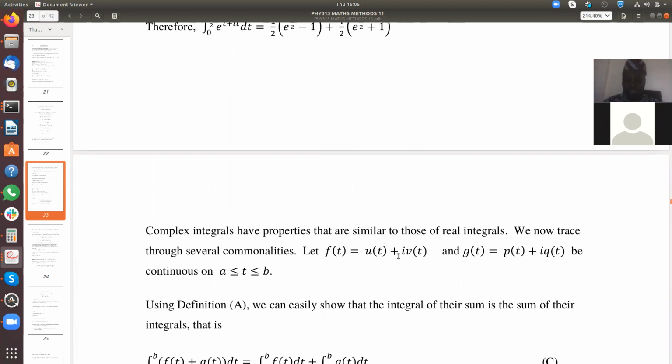So if we say that f of t is equal to this, then g of t is equal to this, so let them be continuous on a and b.